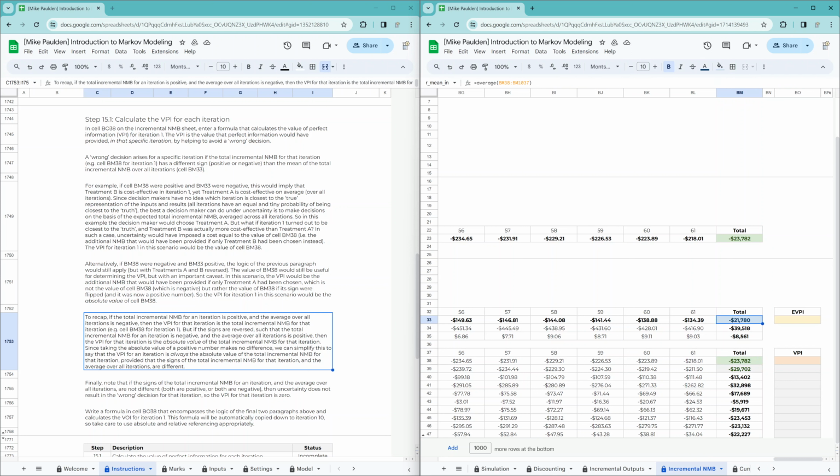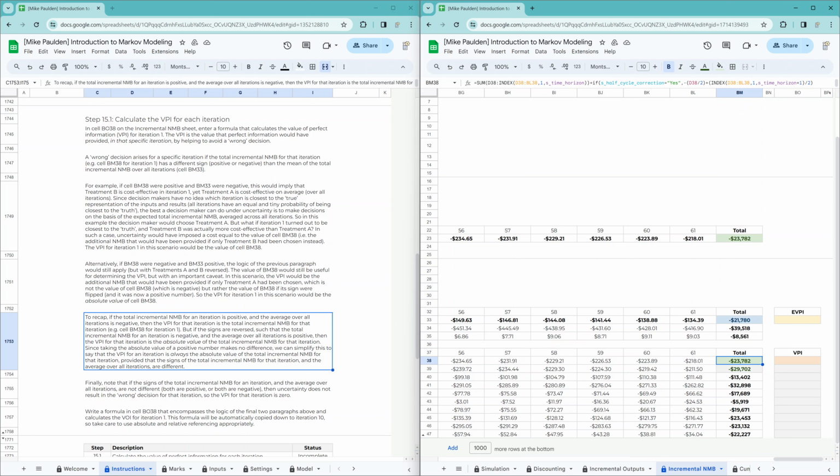So an issue arises whenever the average over all of these iterations, which is in BM33, is positive, but the total for any particular iteration is negative, or vice versa. That's where we have a problem, because it means that if that iteration actually is the truth, well then we're going to make the wrong decision by basing decisions on the expectation. Okay, so we need to then calculate what the loss in net monetary benefit is if we were to make the wrong decision on that particular iteration. And to do that, we just need to take the absolute value of this value here.